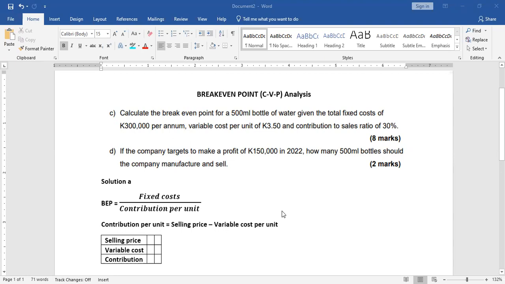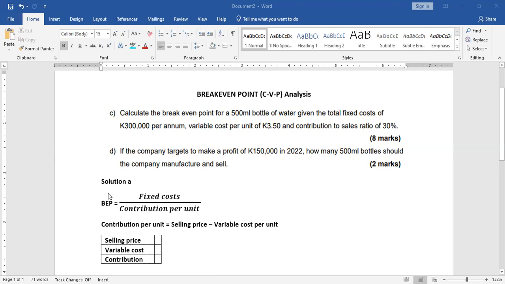So it's a very exciting question because it had a key somewhere. Looks like the examiner had locked it somewhere, and if students are not careful, they might end up not finding the proper solution to this question. The question reads: calculate the break-even point for a 500 ml bottle of water given the total fixed cost of 300 per annum, and the variable cost per unit of 3.50, and contribution to sales ratio of 30%. So they're asking us to calculate the break-even point.